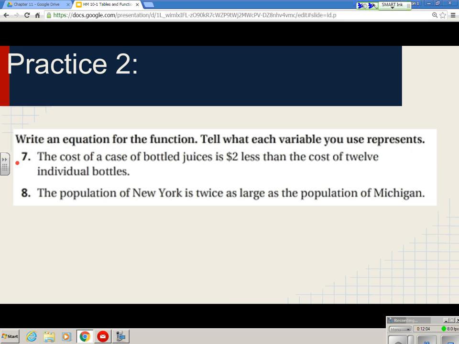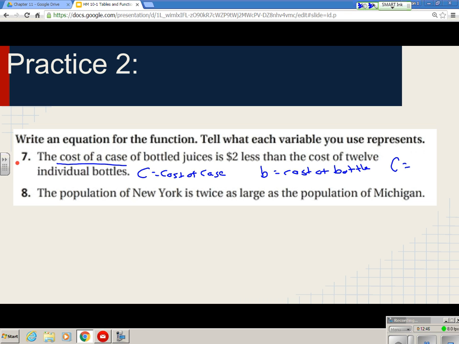Well, the first thing I see is cost of case. So I'm going to say C equals cost of case. Okay. The second thing I see in here is that we need to know what the cost of a bottle is. And the cost of a bottle, I'm going to say B. B equals cost of bottle. Now from here, I just have to look at the numbers we have available and see what we're going to do. Well, the output of this is that we're going to need to figure out what the cost of a case is. So C equals.